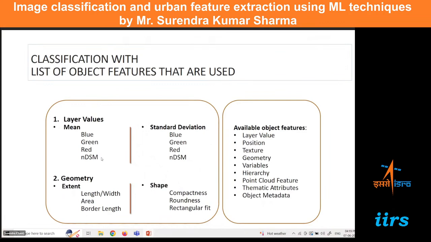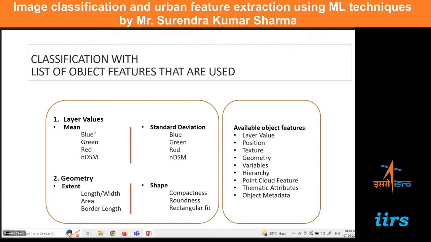Then these were the different features that were used. That means based on these features, a particular object or feature will be assigned to a particular class. So what are the different available object features? These are the different available features, and we have selected mean from these layers. So what are these layers? Blue, green, red. These are the images because we collected data in RGB, and then NDSM also we use.